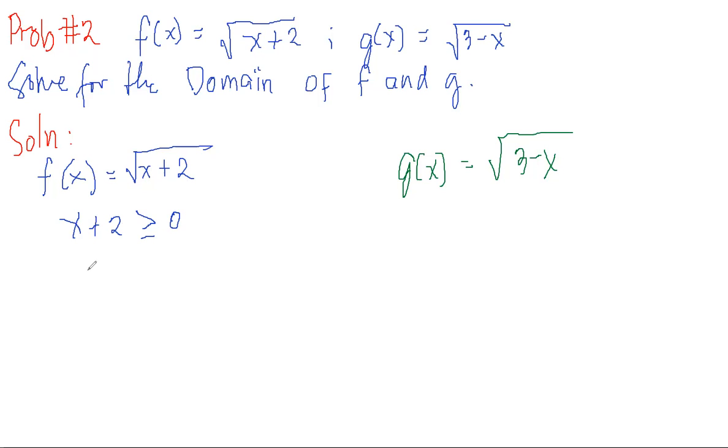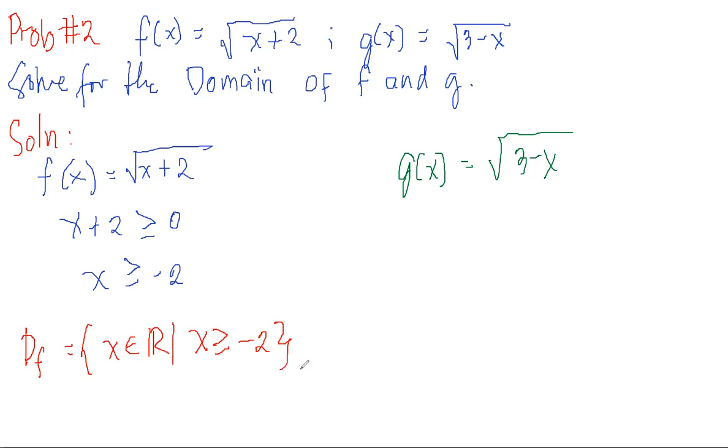Okay, so here, let's solve for x. We have x is greater than or equal to negative 2. In this case, we already restricted the value of x such that the function would be defined. So the domain of our function f is x is an element of real numbers such that x is greater than or equal to negative 2. Okay, we're done with f.